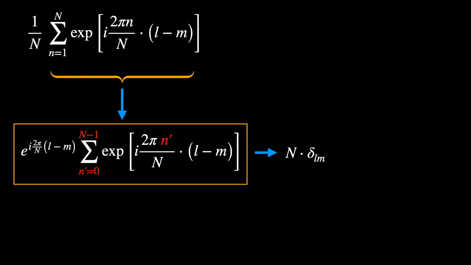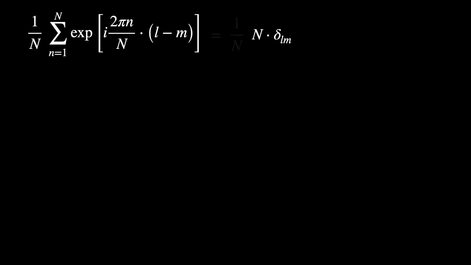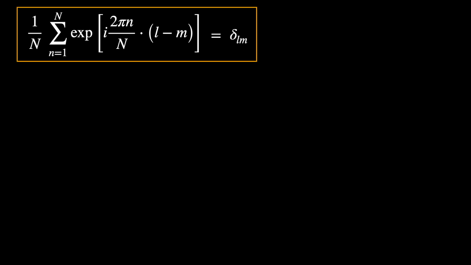Substituting this result back into the original expression, and cancelling the factors of n, we show that the sum is equal to the Kronecker's delta, thus the discrete identity is proven.